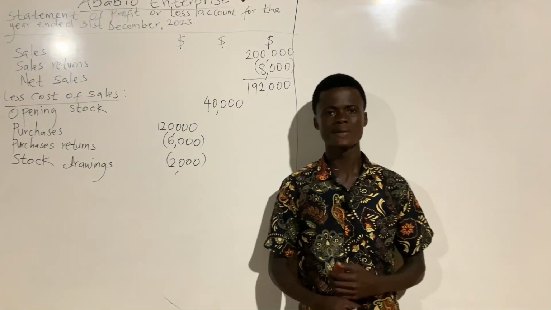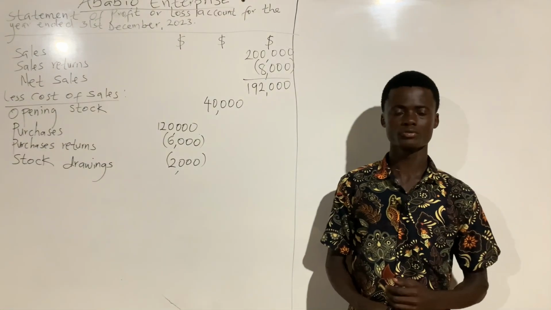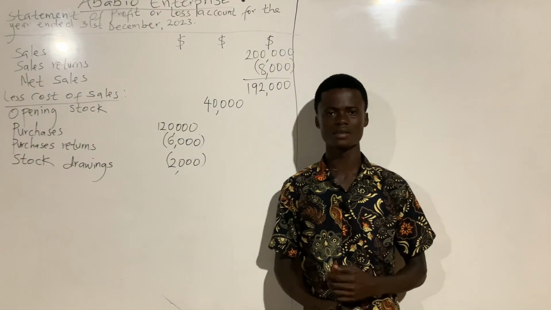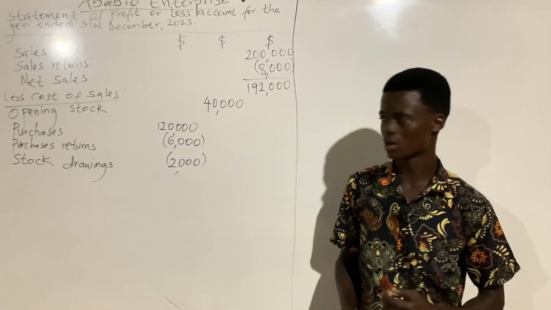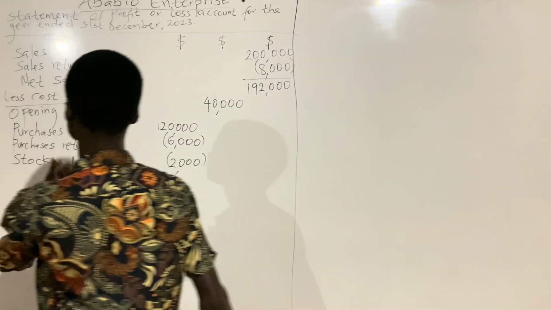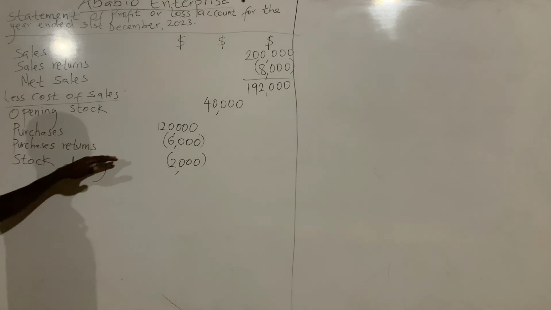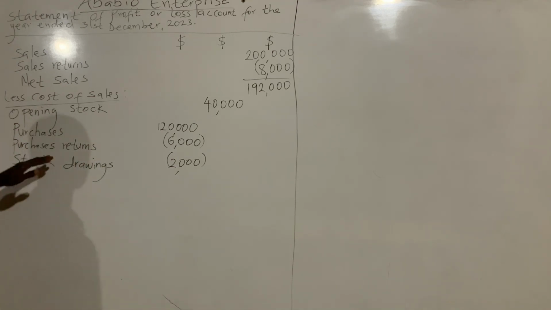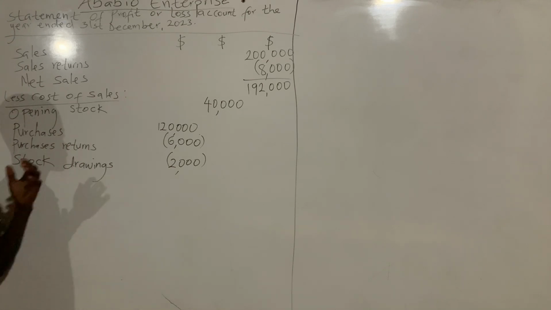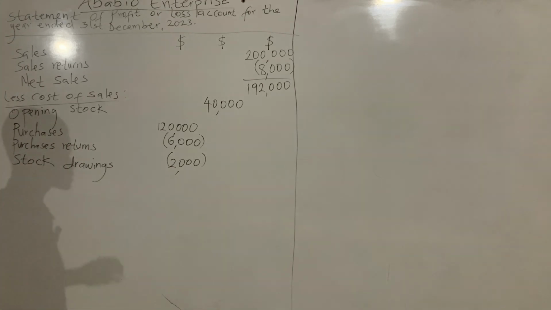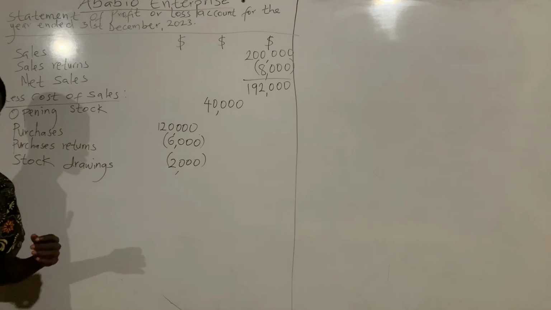Also, if you remember, we said that items on the trial balance should be treated once, whilst items in the additional information should be treated twice. So between these stock drawings and purchases returns, the purchases returns is on the trial balance, whilst the stock drawings is in the additional information. So after treating the purchases returns here, we are done with it and we will not use it anymore. But after treating the stock drawings here, it's left with the second treatment, because we said that items in the additional information should be treated twice.